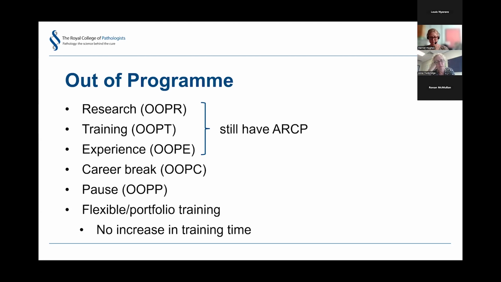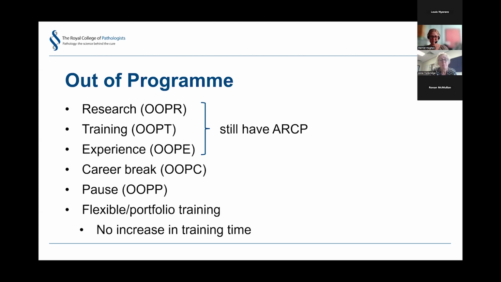So it is something that trainees can apply for. The issue about flexible portfolio training is that you might have a day a week on your project, but it does not hit the pause button on your training time. That can be a good thing. Won't feel like it where you're standing, but trust me, further down the line, it does feel like a good thing.